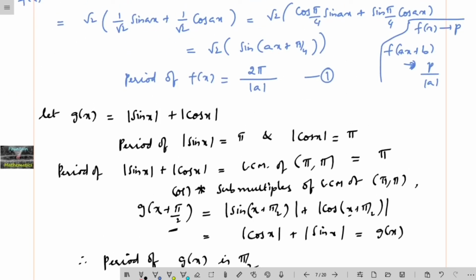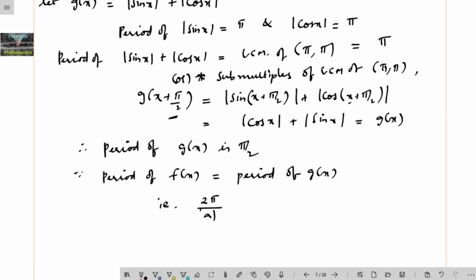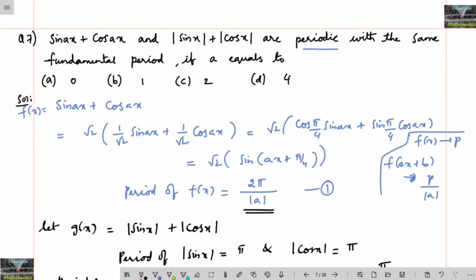The period of f of x is 2 pi upon mod a, and the period of g of x is pi by 2. Since it is given in the problem that both the functions have the same period, 2 pi upon mod a is equal to pi divided by 2. Doing cross multiplication, mod a is equal to 4, or a is equal to the positive number 4. So among these options, the fourth one, the value of a is 4.